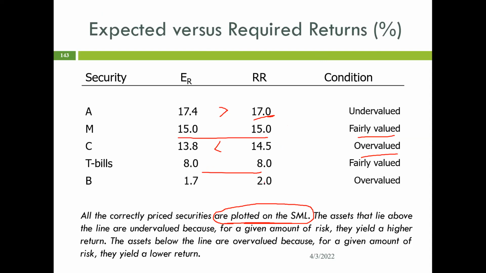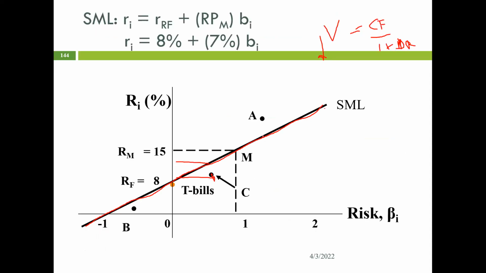Treasury bills, no issue. They are fairly valued. Then what about security B? Expected return 1.7, required rate of return is 2%. So that is also overvalued because we have valued it at a lower rate. So therefore the stock is overvalued. This is what should be correct. When it is correct, the stock falls on this line. So all the stocks should be on the security market line if stocks are fairly priced.